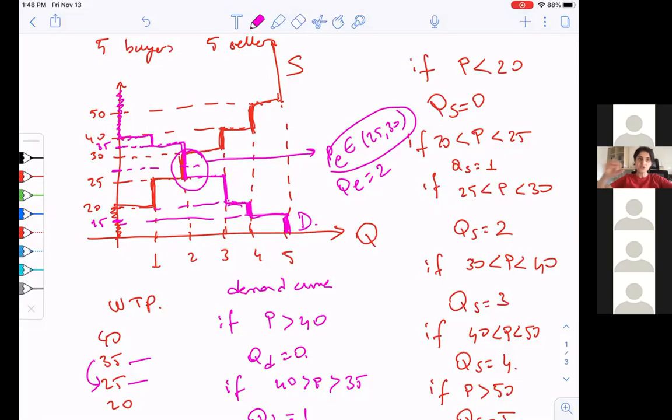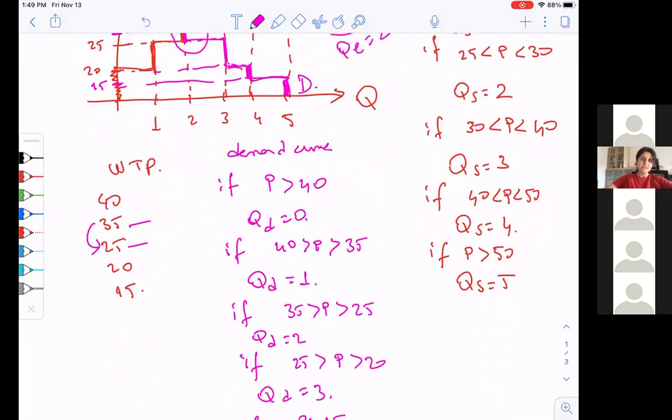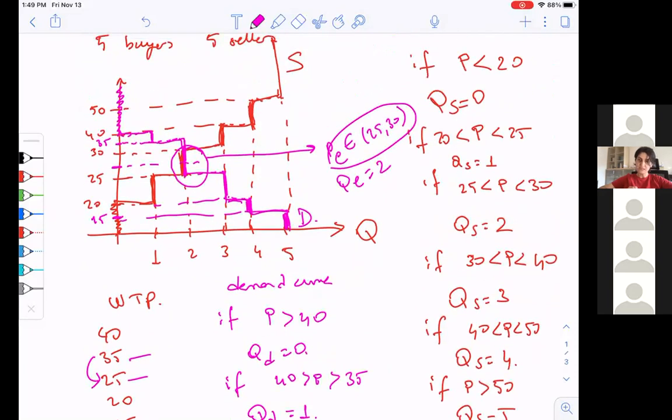In order to draw the demand curve, you write the willingness to pay for each buyer. Again you look at it in a similar way. If the price is above 40, none of the buyers are willing to buy because the price is above their valuation. If the price is between 35 and 40, only the buyer with the highest willingness to pay will buy the good. If the price is between 25 and 35, then 2 of the buyers are willing to buy, etc.